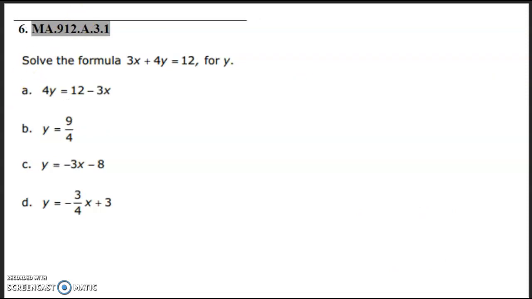All right, so let's go to number 6. Solve the formula for y. So it wants y by itself. Perfect, we can do that. So we have 3x plus 4y equals 12. So we want y by itself. We're just trying to get it into slope-intercept form.